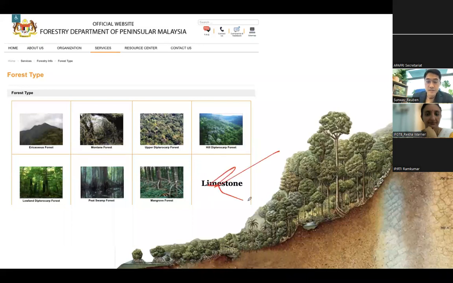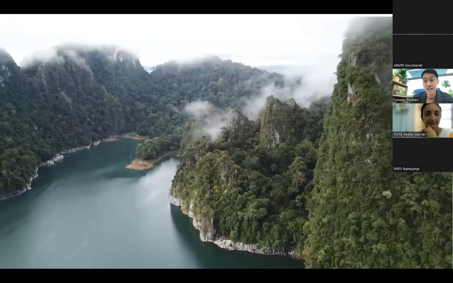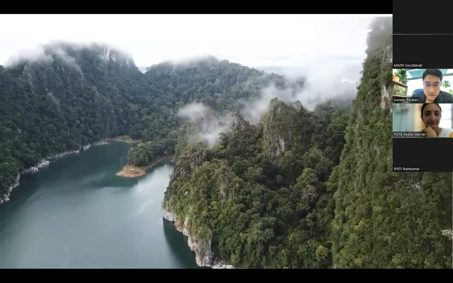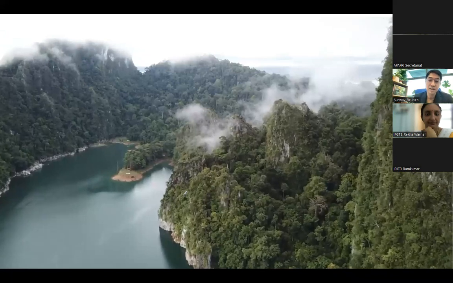Okay, the second review paper that I wrote a long time ago is on limestone forest. So we also have limestone forest here, but it's not on the forestry website, sorry. But this is what limestone karst forest looks like.